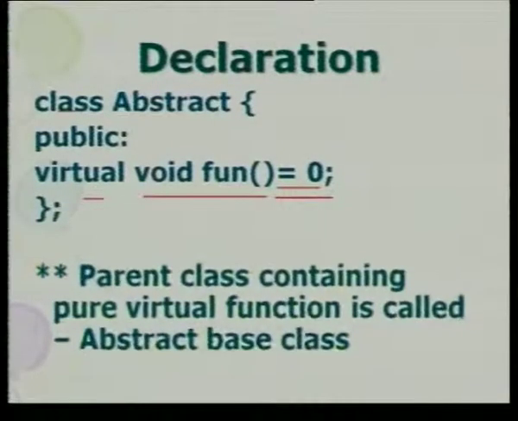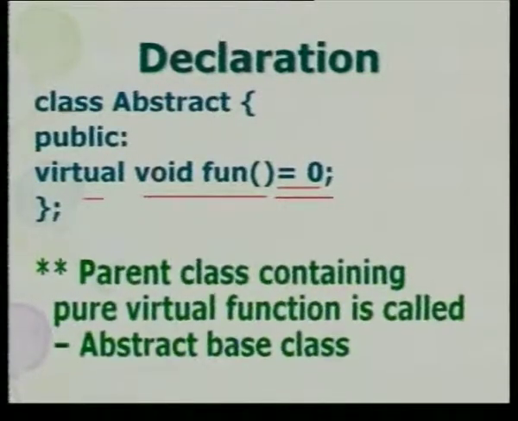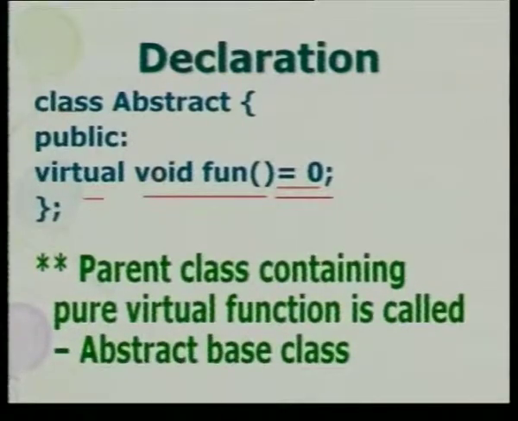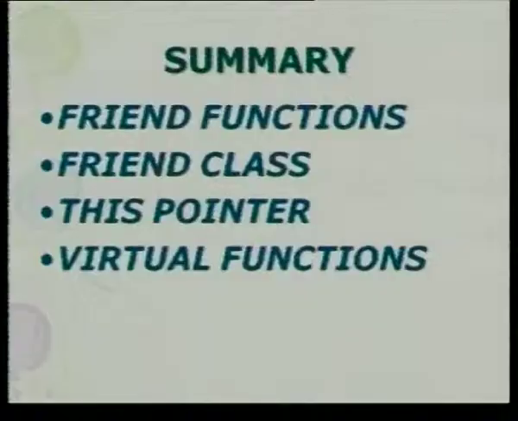The parent class which contains a pure virtual function is called the abstract base class. Now, suppose no class is inheriting from that particular class, it is called an abstract class. When another class is inheriting, it is called an abstract base class. So, in today's session we have seen friend functions, friend class, the this pointer, virtual functions and a variation of that called the pure virtual function.